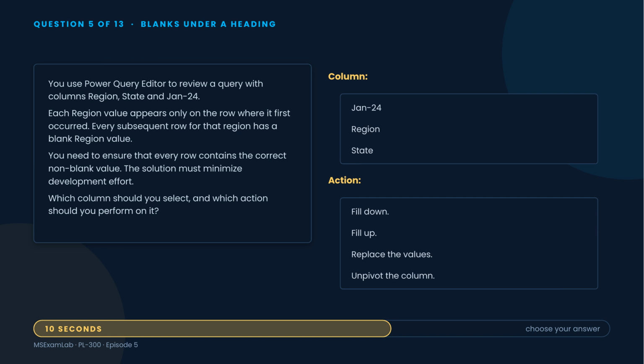2 selections here. Column. Choices are Jan 24, Region, State. Action. Choices are fill down, fill up, replace the values, unpivot the column. Pause here if you need longer, 10 seconds.